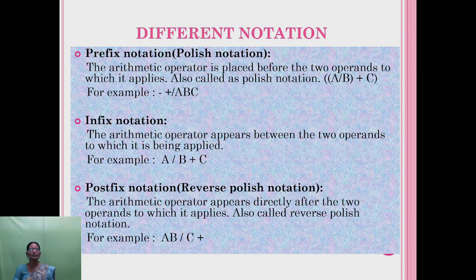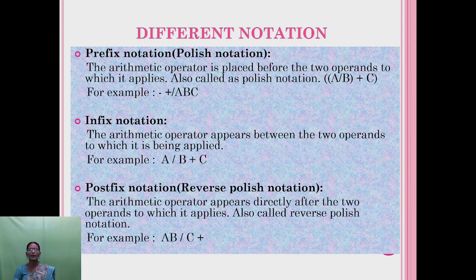Normally we write data in infix notation. Infix notation means the operator is placed in between the two operands. For example, a plus b: a is one operand, b is another operand, and the operator is placed between a and b. That is infix notation. If the operator is placed before the two operands, that is called prefix notation or Polish notation. Just see the examples.